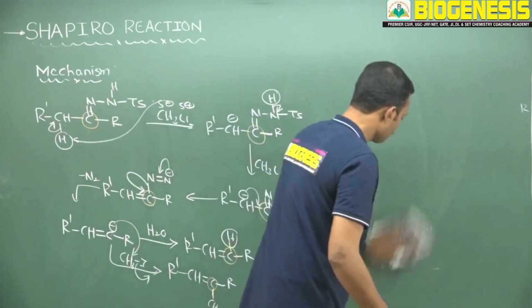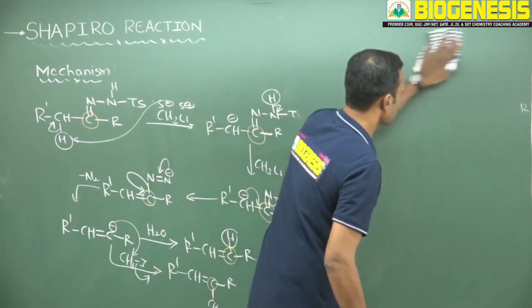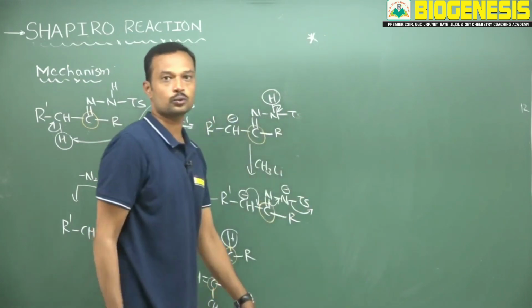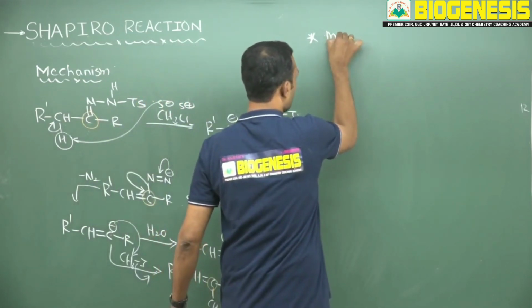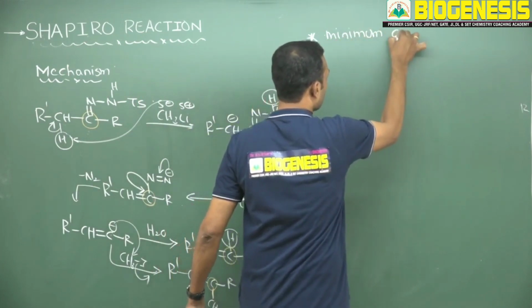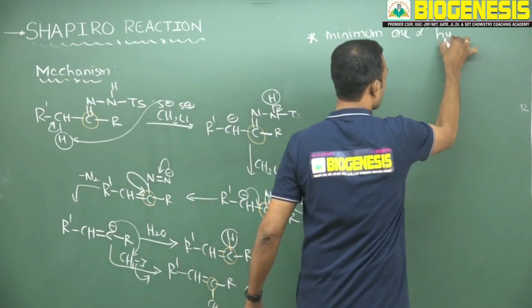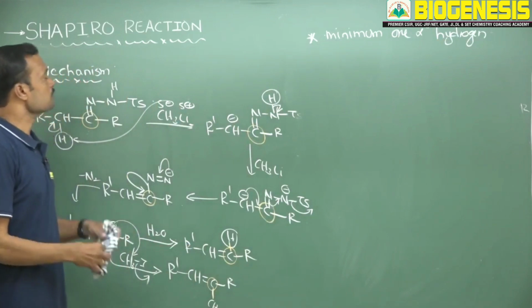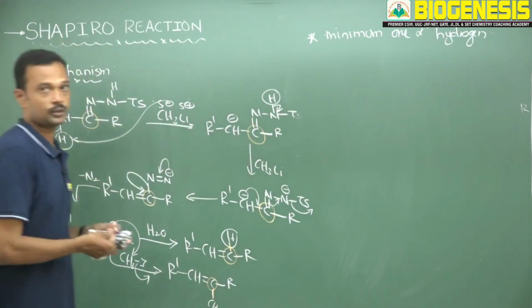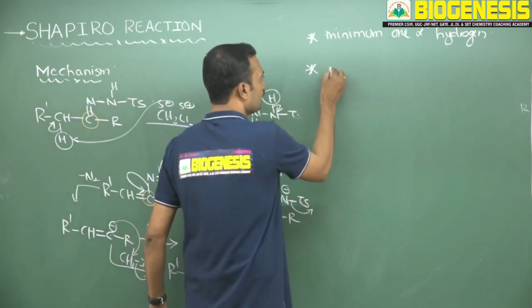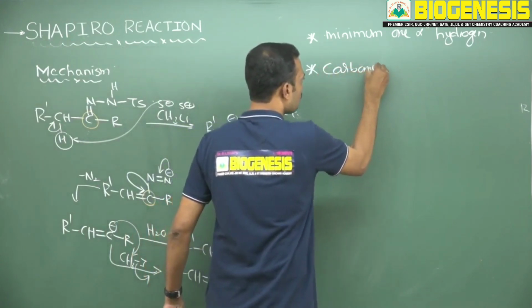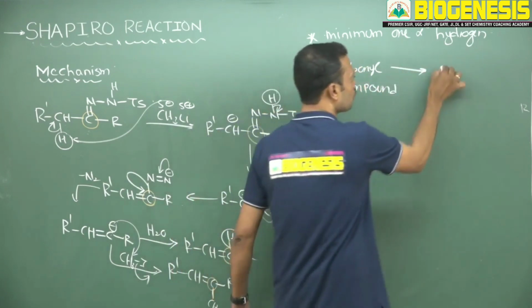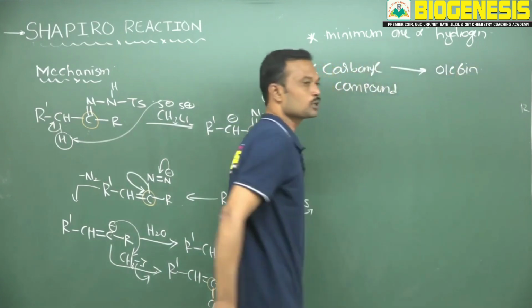So a minimum of 2 equivalents of organolithium are required, otherwise this reaction is not expected. And a very important thing is, here we are taking a tosyl hydrazone. That tosyl hydrazone requires a minimum of 1 alpha hydrogen. So in this reaction, definitely a minimum of 1 alpha hydrogen is required, especially in the Shapiro reaction. And in this case we are converting, by an indirect method, a carbonyl compound to an olefin. It is a simple method to convert a carbonyl compound to an olefin. It is not a direct method, it is an indirect method.